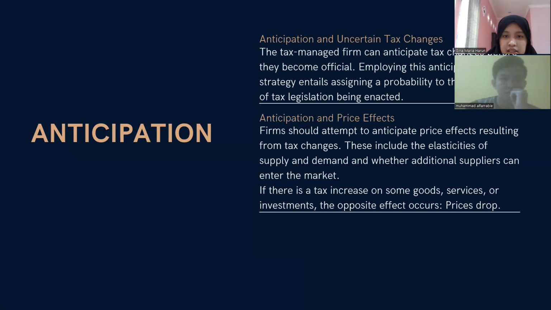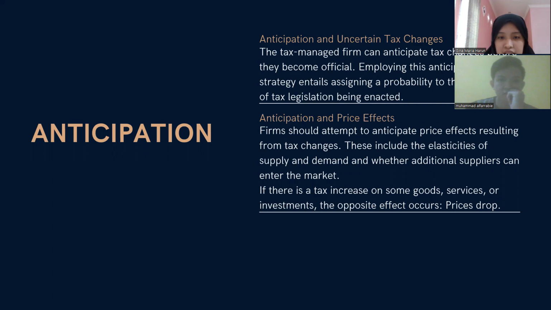And the next is the anticipation and the uncertain tax changes. The tax management firm can anticipate tax changes before they become official. Employing this anticipation strategy entails assigning a probability to the likelihood of the tax legislation being enacted.